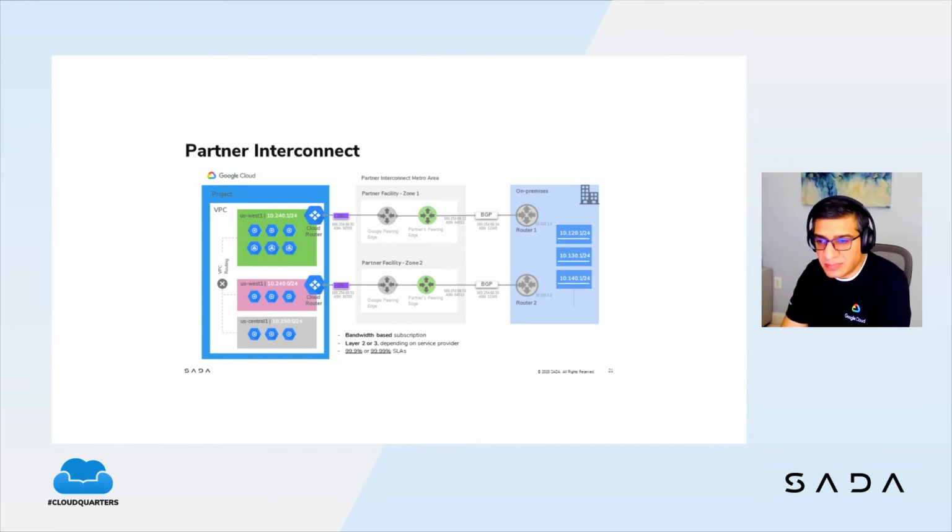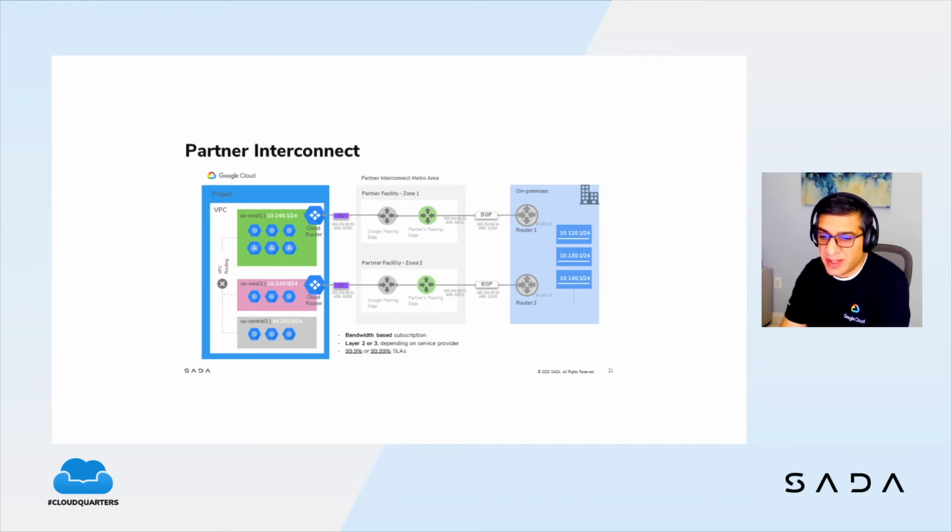In this case, there is an edge device on the customer side that will terminate the session, and a cloud router on the other side, to terminate that on the Google side. This is what we call the layer 2 model.